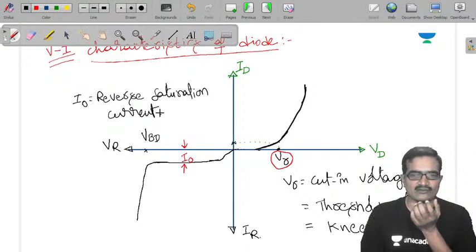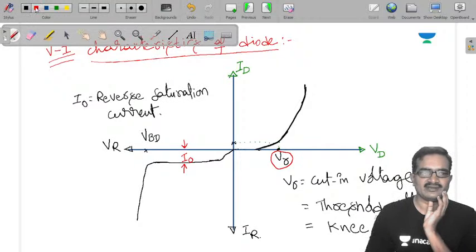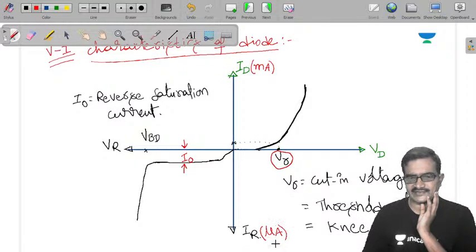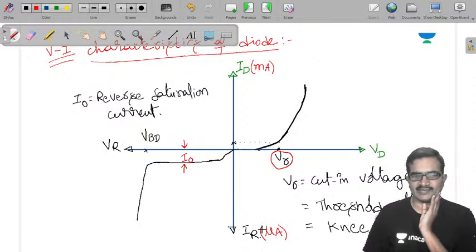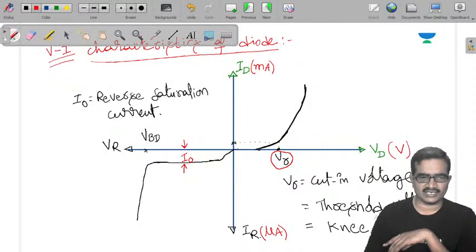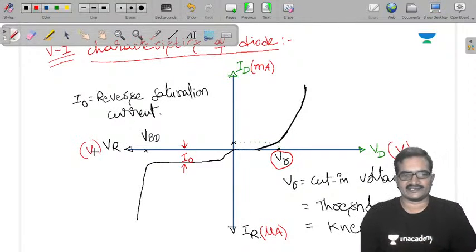From this plot the student can understand these parameters. And one more important thing: don't forget that the current in forward bias is of the order of milliamperes, while the reverse current is of the order of microamperes or nanoamperes. In the case of germanium it is microamperes, and in the case of silicon it is nanoamperes. The forward voltage and reverse voltage are both of the order of volts.